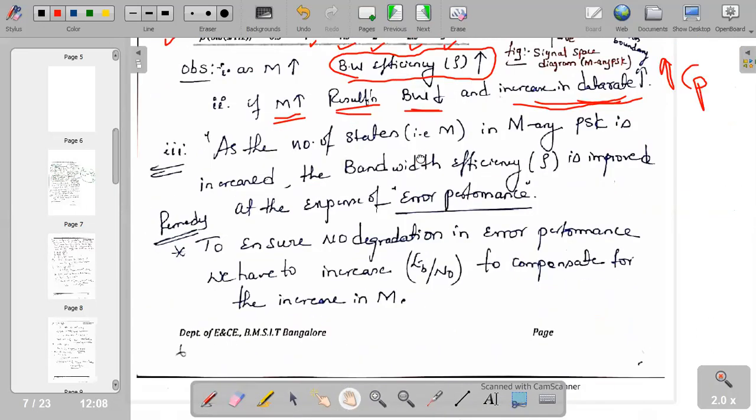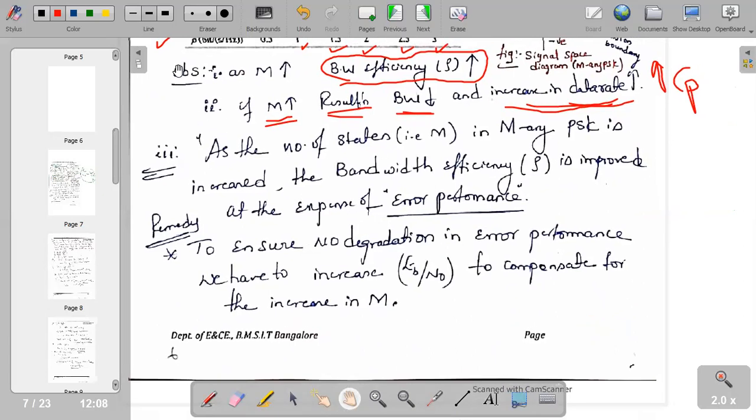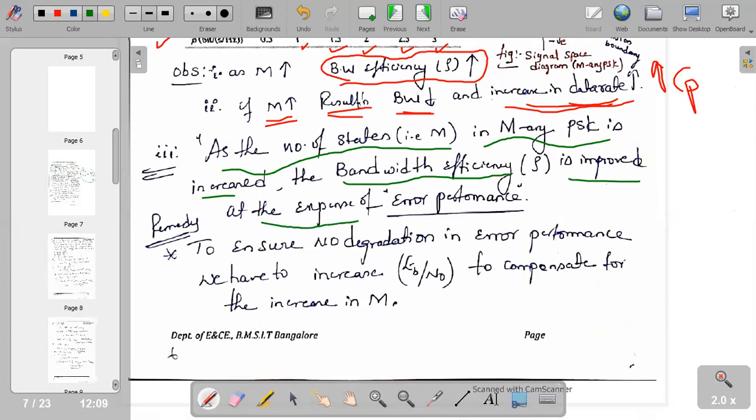So now again observe here. The second inference here is what? As the number of states M in M-array PSK is increased, the bandwidth efficiency is also improved at the expense of error performance. The meaning of this sentence is: if you increase the number of symbols, of course that indirectly results in an increase in the bandwidth efficiency, but at the same time that also degrades the error performance, that is, the probability of error.